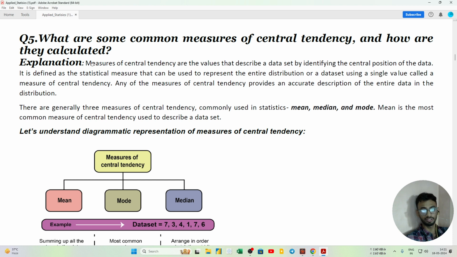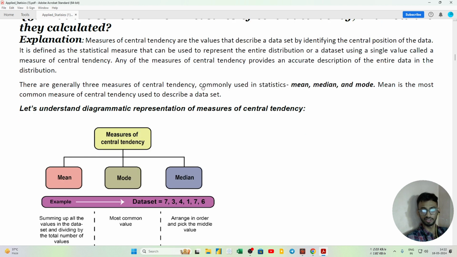Measures of central tendency are the values that describe a data set by identifying the central position of the data. It is defined as a statistical method that can be used to represent the entire distribution of a data set using a single value, called a measure of central tendency. Any measure of central tendency provides an accurate description of the entire data in the distribution. There are generally three measures of central tendency commonly used in statistics, that is mean, median, and mode.